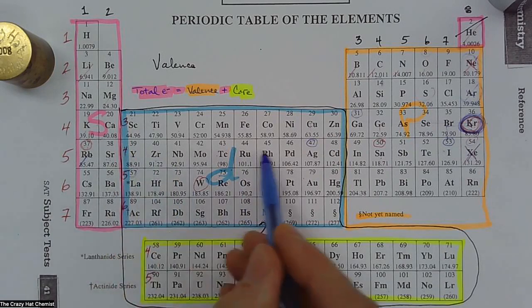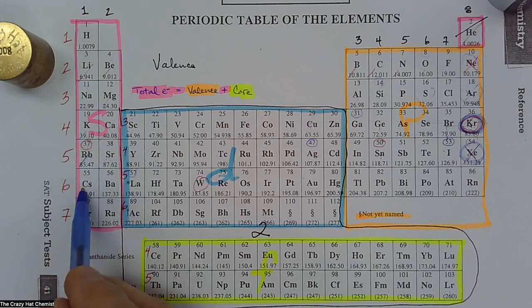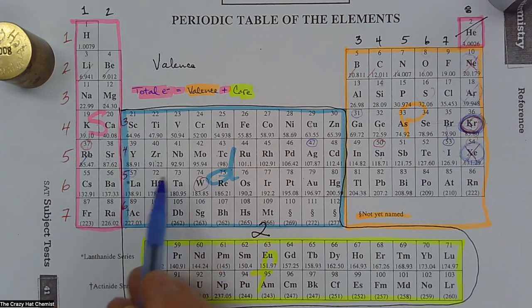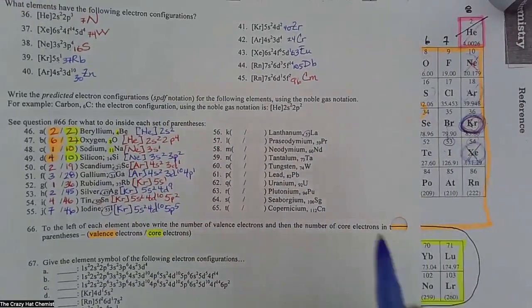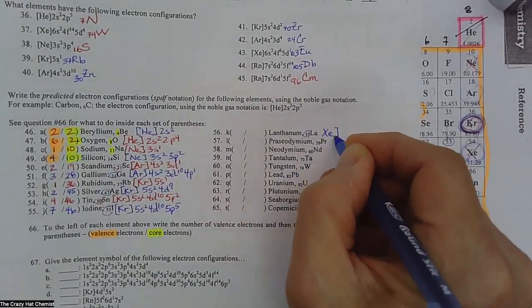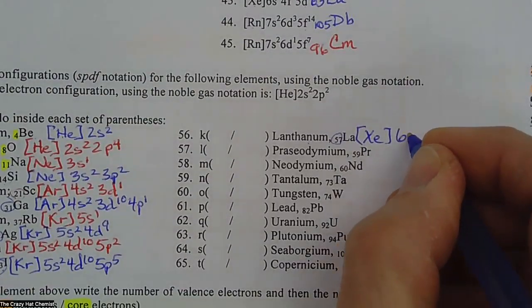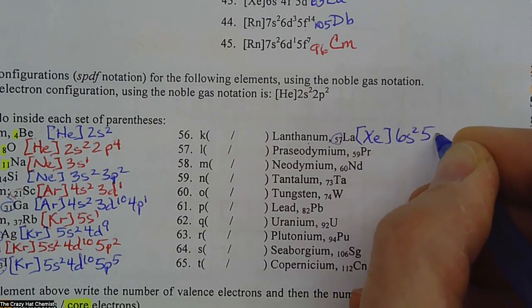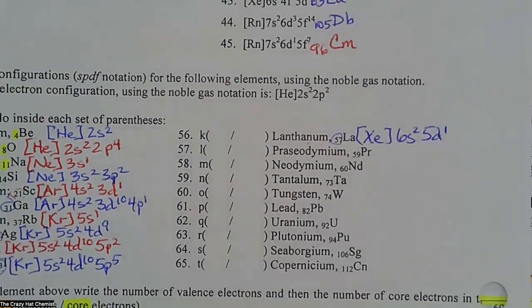We're going to go up one period, slam it to the far right. That will give us xenon as our noble gas right there. So xenon, and then 6s2, and then 5d1. That's it. Let me zoom in on here for you. 6s2 and 5d1. Perfect. All right, that's the electron configuration for lanthanum.